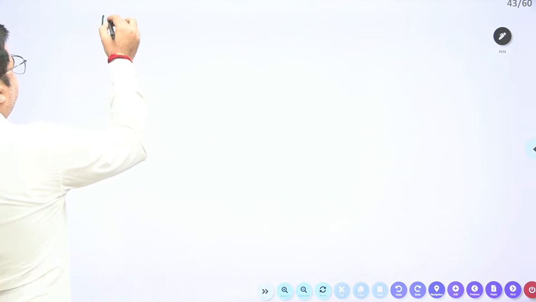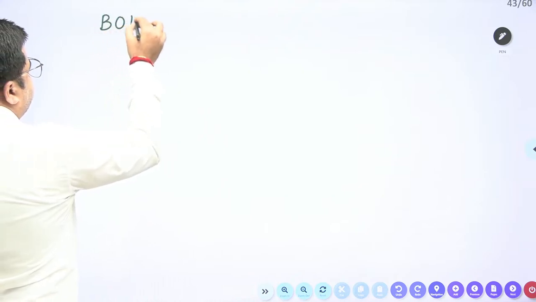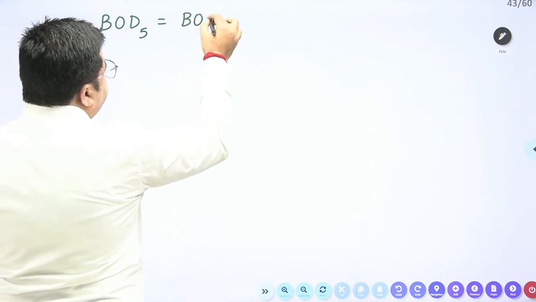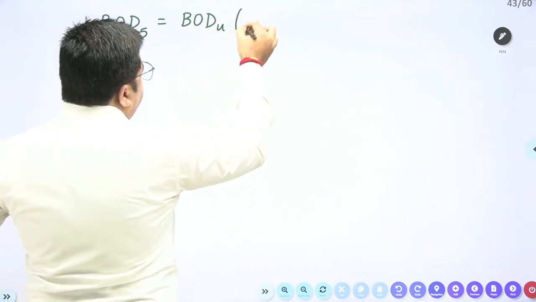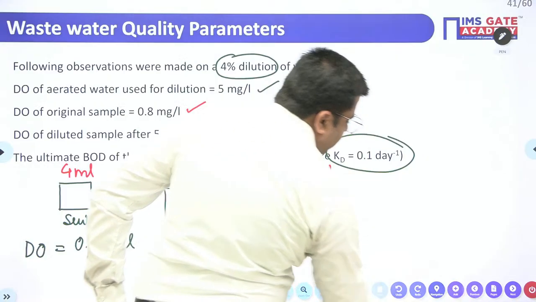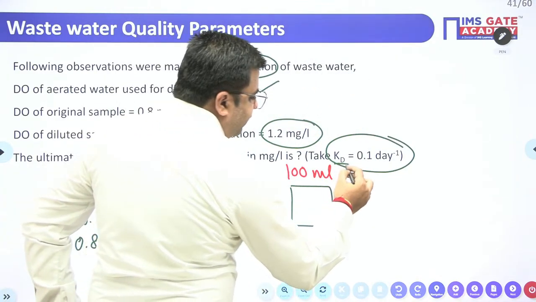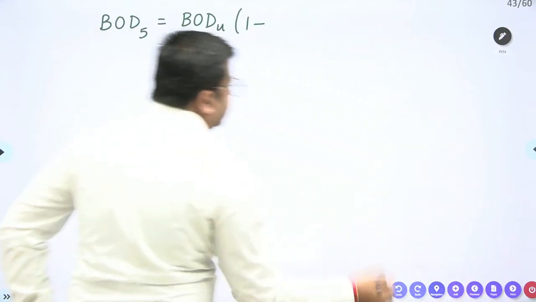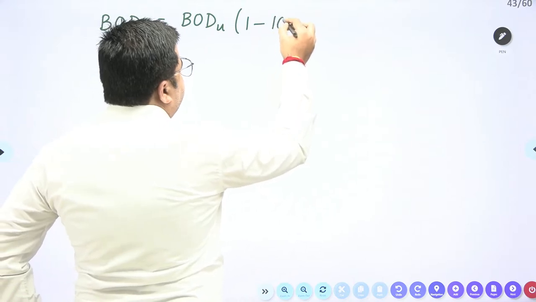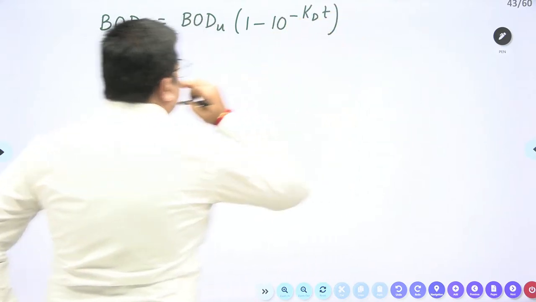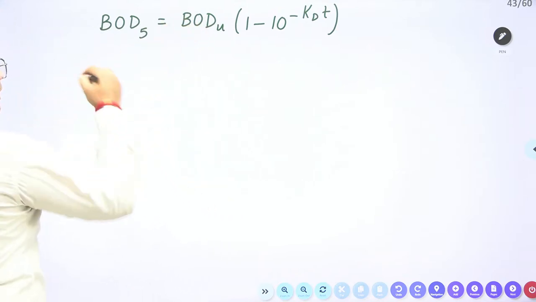so this ultimate BOD can be calculated from this expression. BOD5 is equal to BOD ultimate into 1 minus, we are given K or KD. Here KD is given. Whenever KD is there, you have to use the base 10, right? So this is 10 raised to power minus KD into T. So using this expression, we can calculate the ultimate BOD.